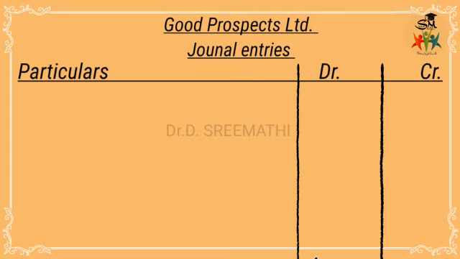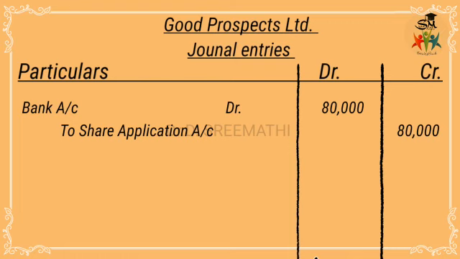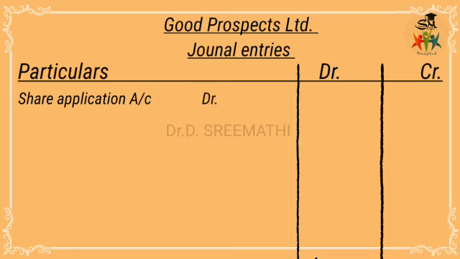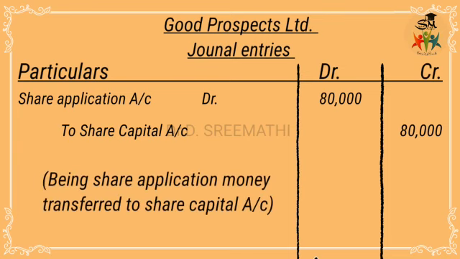When the share application money is received, debit bank account, credit share application account. How much is received? 40,000 shares at rupees 2 per share, so 80,000 rupees. Then debit share application account and credit share capital account, for transferring the share application money to share capital account.